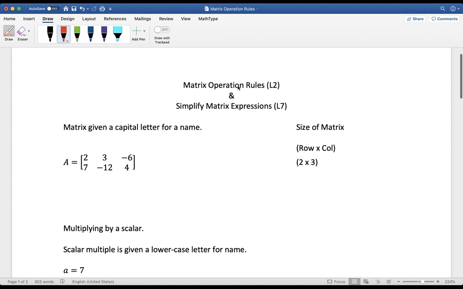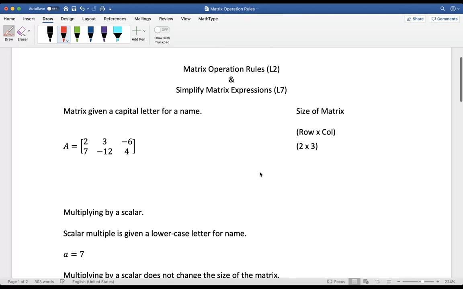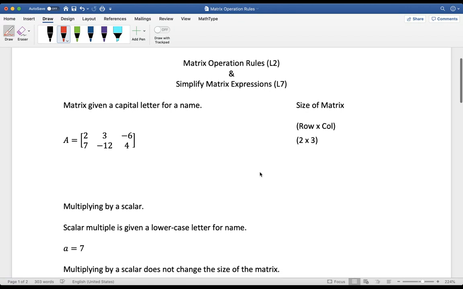Lesson 2, or L2, should go pretty quickly. It's about matrix operation rules. And you're really not going to be doing any arithmetic. You're just going to be telling me if something can be done or not. And if it can be done, what will the size of the solution be?